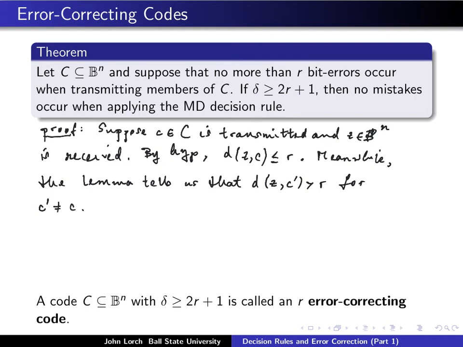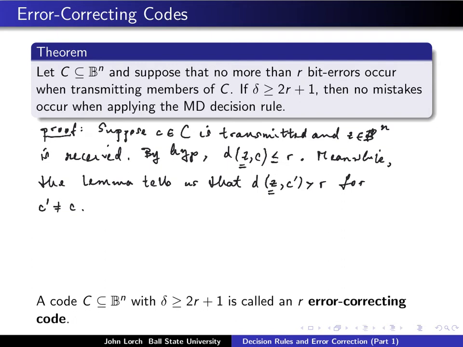Right, now why is that? Well, if there were a C prime where the distance from Z to C prime were less than or equal to r, then that would tell us that the neighborhoods of radius r centered at C and C prime would have something in common, namely this Z. But we know from the lemma that that can't happen when the minimum distance is bigger than or equal to 2r plus 1.